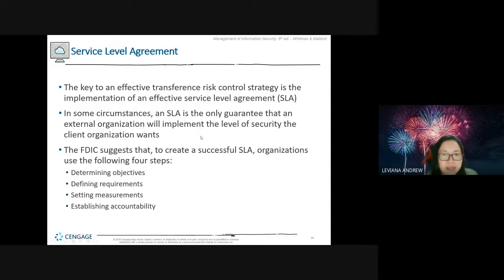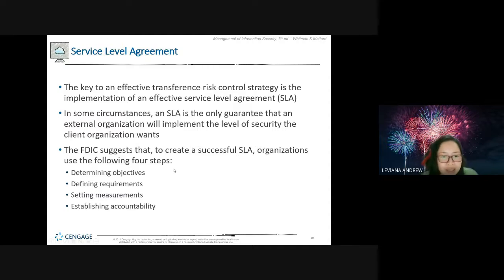A service level agreement is the only guarantee that the external organization will implement the level of security the client or organization wants. So this service level agreement is the agreement that you and the IT consultant will have in order to carry out the risk treatment strategy for you.